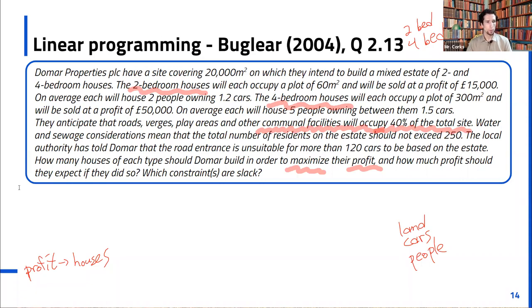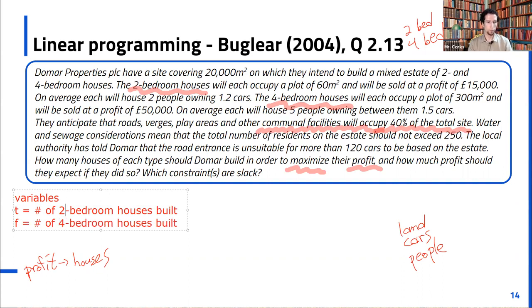All right, our variables first. What makes sense as variables here? How about T and F? T and F, okay. And what will they represent? T is for numbers of 2-bedroom houses built. And F? The same thing, but for the 4-bedroom houses. Okay. So T for 2 and F for 4. So we have two variables. Can we talk about our constraints in terms of these variables? Let's try to do that.